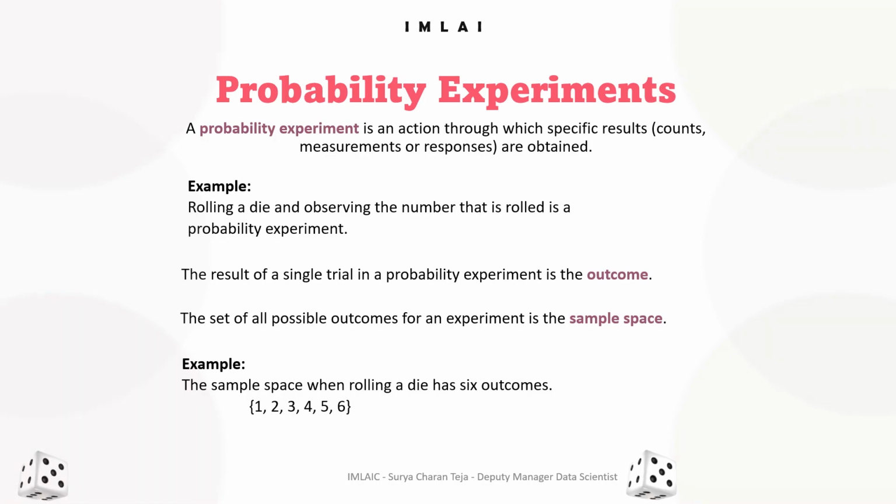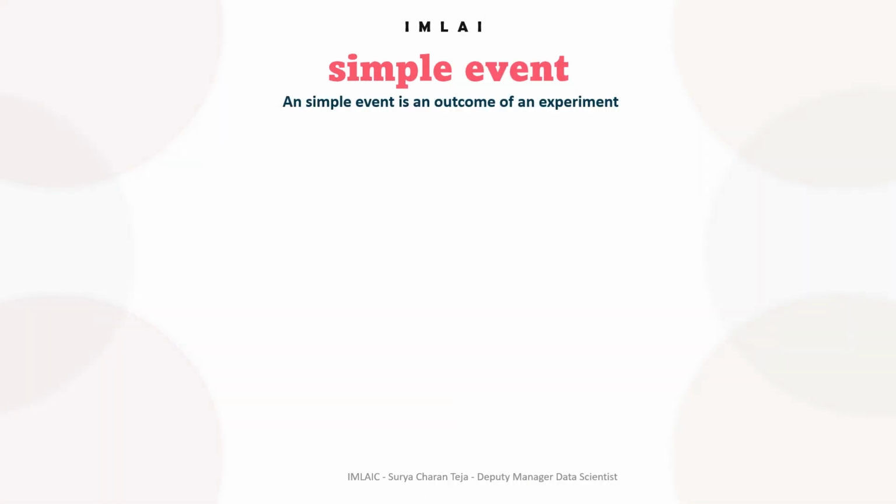So we have seen what is a probability experiment, but when you do an experiment, something comes out. What is that? A simple event. Is there a difference between an event and a simple event, or are they the same? No, they are not the same. There is a difference between a simple event and an event. A simple event is an outcome of an experiment.